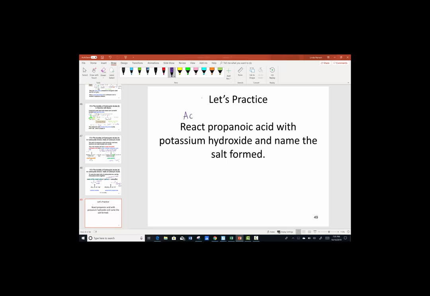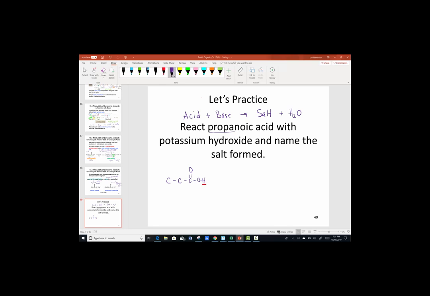We're doing an acid-base neutralization, where we know that an acid reacts with a base to produce a salt with water. The first thing we'll do is draw the structure of propanoic acid. This acid will have 3 carbons, where the proton is this guy right there, propanoic acid.